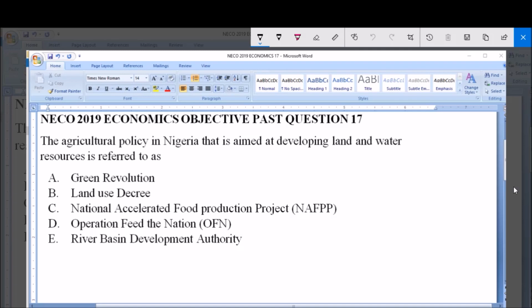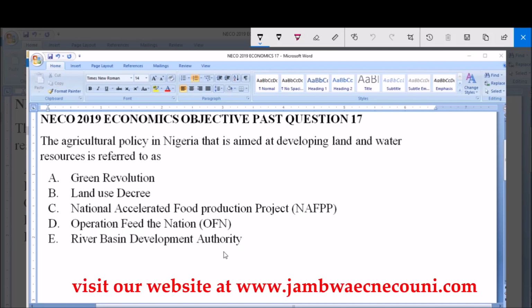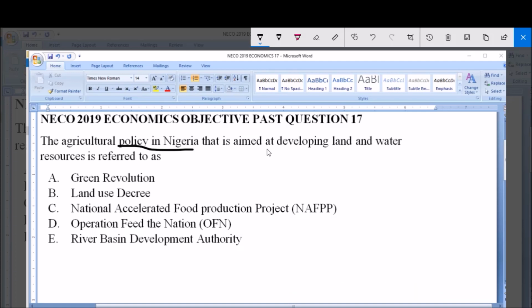The agricultural policy in Nigeria that is aimed at developing land and water resources is referred to as A. Green Revolution, B. Land Use Decree, C. National Accelerated Food Production Project, D. Operation Feed the Nation, E. River Basin Development Authority. So we are looking at different agricultural policies in Nigeria that have been put in place for different reasons. So we are looking for the one that its aim is to develop land and water resources.